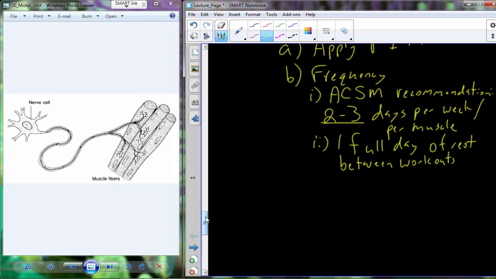So maybe on Monday, you perform upper body workouts, pectoralis major, bench press, bicep curls, lat pull downs, etc. And then on the next day, as you're resting the upper body, on Tuesday, you perform a lower body workout, and you work on the muscles of the legs and maybe of the abdomen. And then on Wednesday, you come back, and now you're on to your second of your 2 to 3 days per week per muscle group for the upper body.